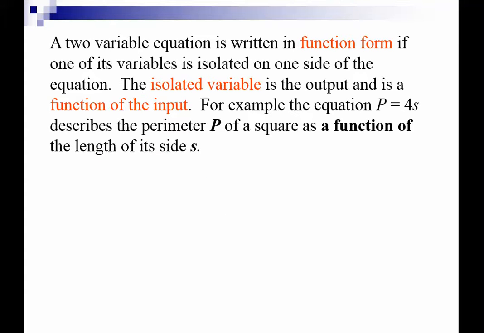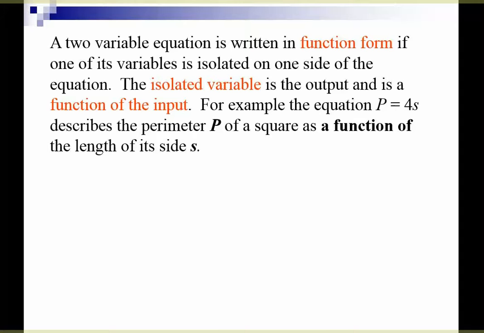Second skill is function form. Okay, what do we mean when we say function form? A two-variable equation is written in function form if one of its variables is isolated on one side of the equation. So something is written in function form if we take any one of the variables and just get it by itself. The isolated variable is the output and is a function of the input. And here's where you need to pay very close attention to the language. Our example is the perimeter of a square.